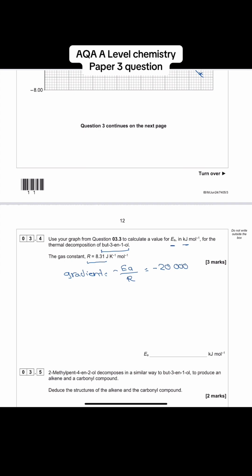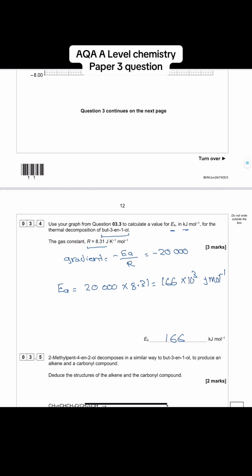Now we can calculate the Ea, which is going to equal 20,000 times R, which is 8.31. That will give me 166 times 10 to the 3, but this is in joules per mole. Now I need to find the value in kilojoules per mole, so it's simply 166. So this is the value for the activation energy. There will be a range accepted here, and this is within the accepted range.